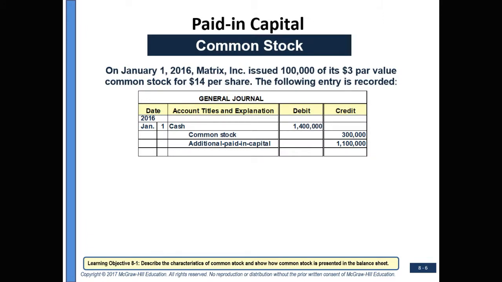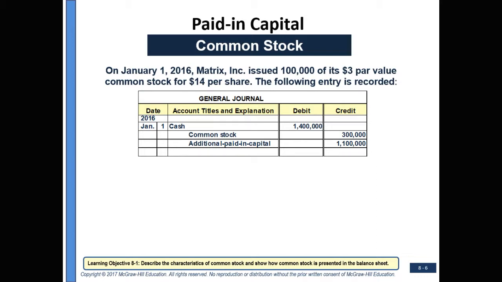So let's take a look at this example. On January 1st, 2016, the company issued 100,000 shares of its $3 par value common stock for $14 per share. We create this entry. Cash is increased for the $1.4 million that was received. That is 100,000 times $14 per share.